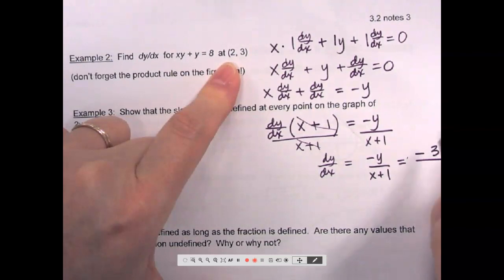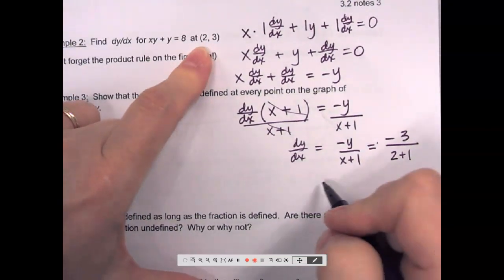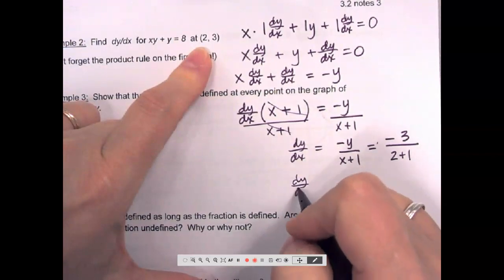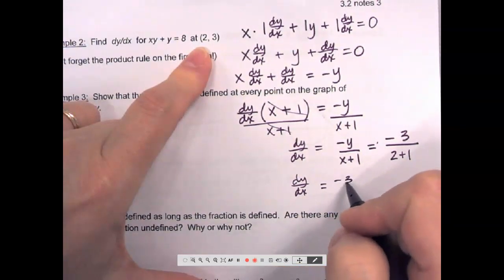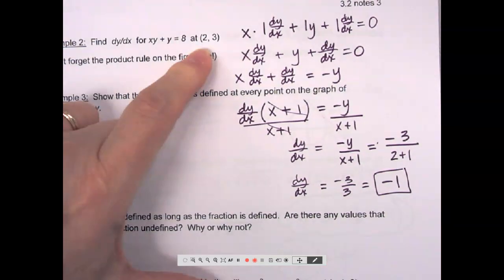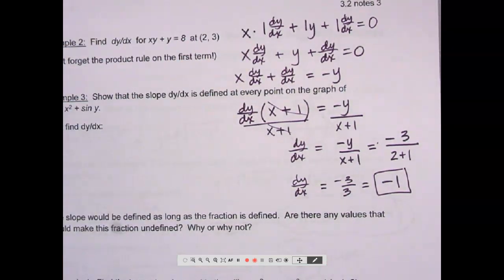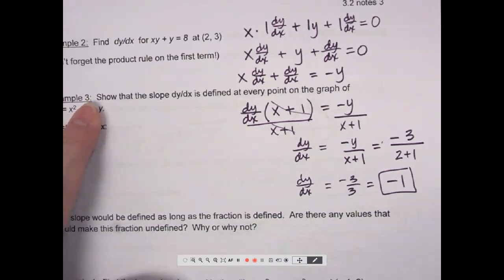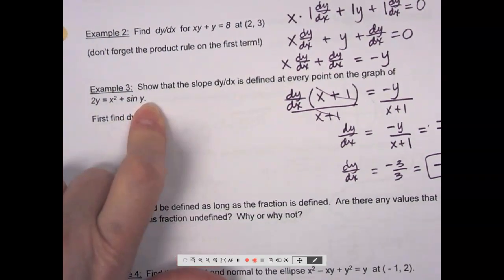Negative 3 over 2 plus 1. Negative 3 over 3, negative 1. Not too bad. Okay. All right. Example 3.